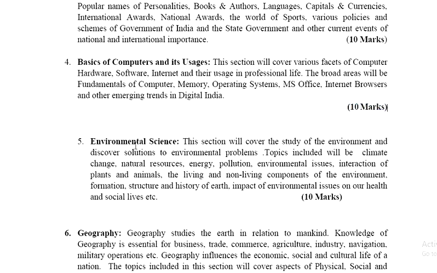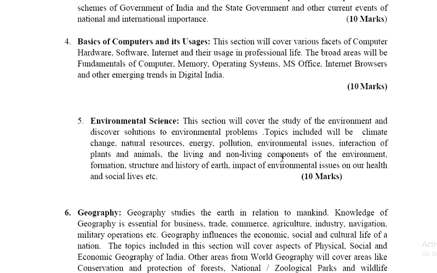Let's move on to environmental science. This section will cover the study of environment and discover solutions to environmental problems. Topics included will be climate change, natural resources, energy. This is important. Environment constitutes one of the important portions of any competitive exam, and questions have been asked from environment thoroughly. And it's very basic.